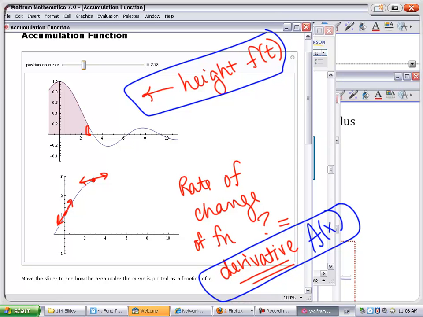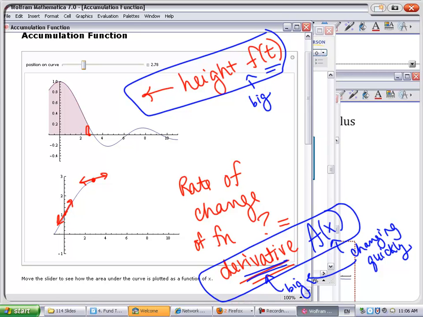So if f of t is big, it's high, then the area is going to be changing quickly, which means that the derivative is going to be big. There's this direct relationship between how high f is and how big the derivative is for the area function. And what this is making us think is that there should be a relationship between little f and the derivative of A. And in fact, there is.